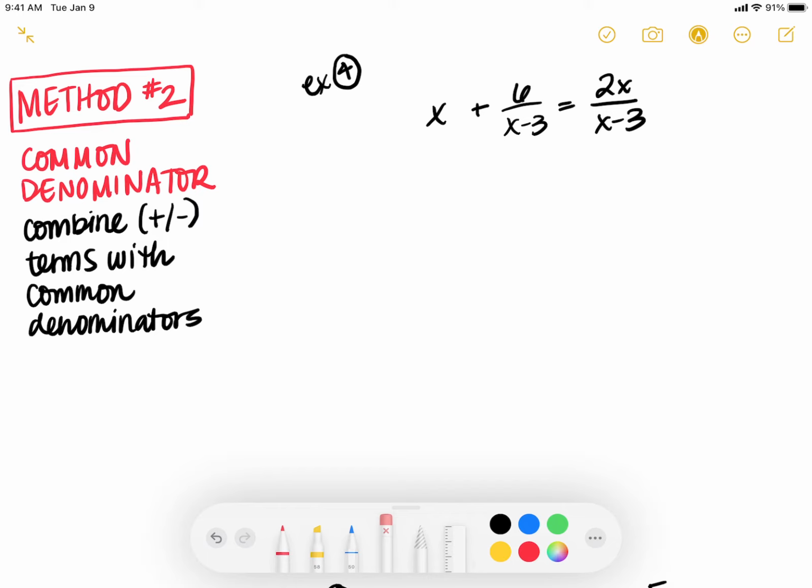And we're back with task 4.2, solving rational equations. Our first method was to clear the denominator. Here is method number 2, and this method number 2 is finding a common denominator.